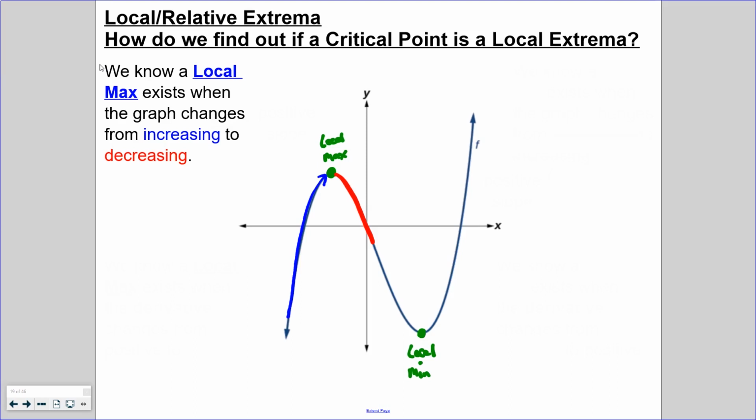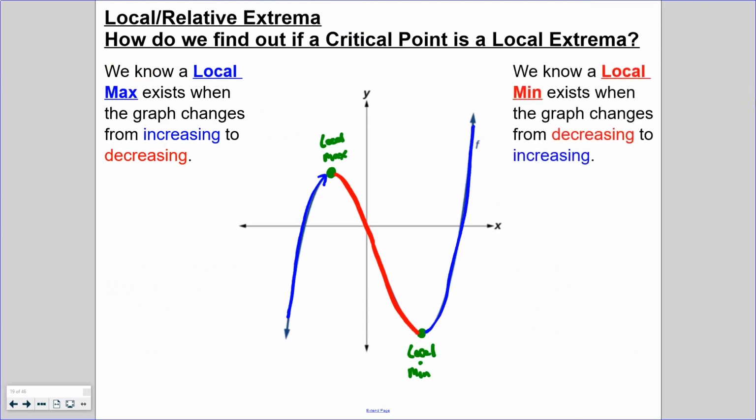Alright, so now let's look at the graph and determine what makes this a local min. Well, we can see that as we approach the local min, we have a decreasing slope, and then when we go past the local min, we have an increasing slope. So similarly, we can say that we have a local minimum when the graph changes from a decreasing slope to an increasing slope.